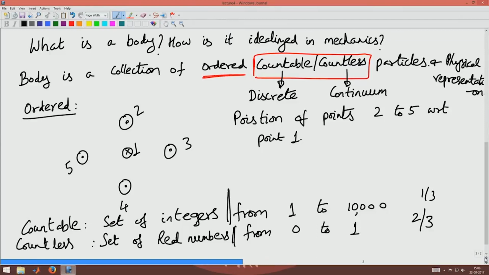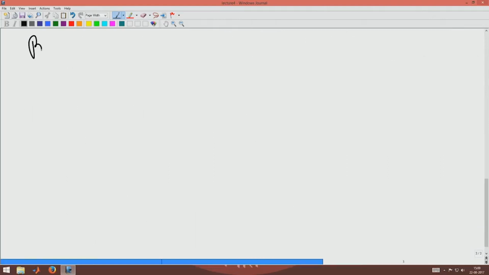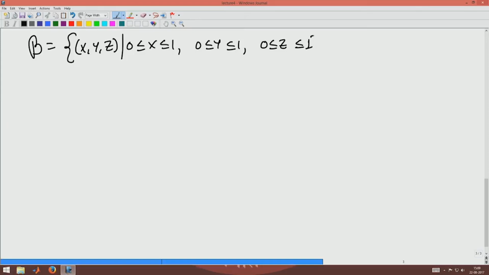Okay. So, now we understood that a body is an ordered set of particles which may be countable or countless. Now, how do you represent a body mathematically? By using a Cartesian set notation, wherein this body B would be written as a Cartesian set of 3 real numbers x, y and z, with 0 less than x less than 1, 0 less than y less than 1, 0 less than z less than 1.